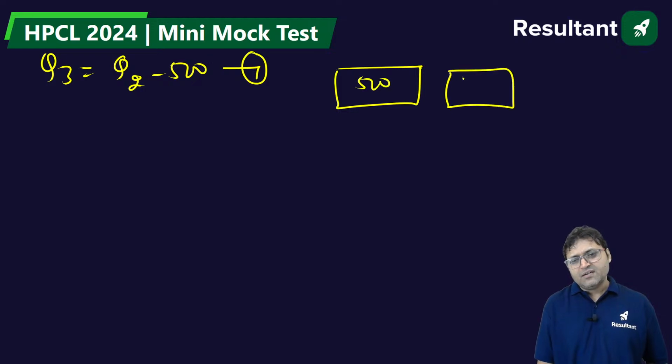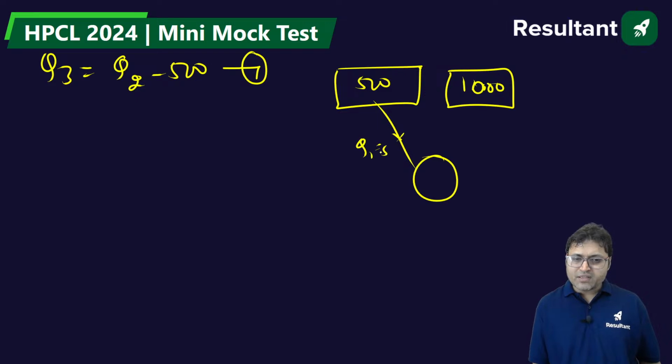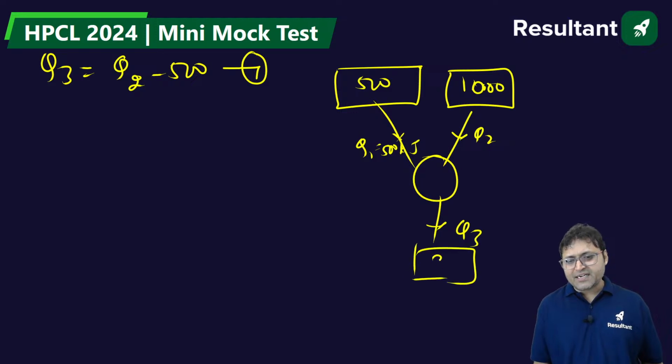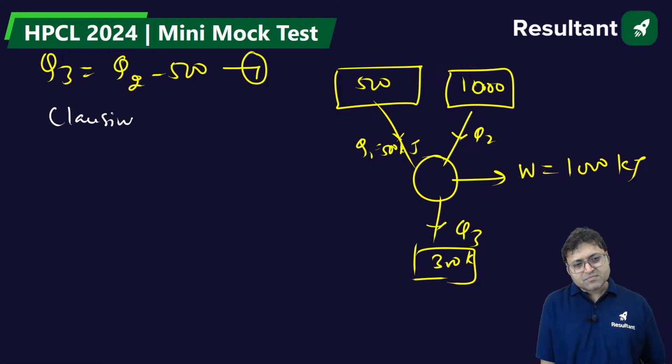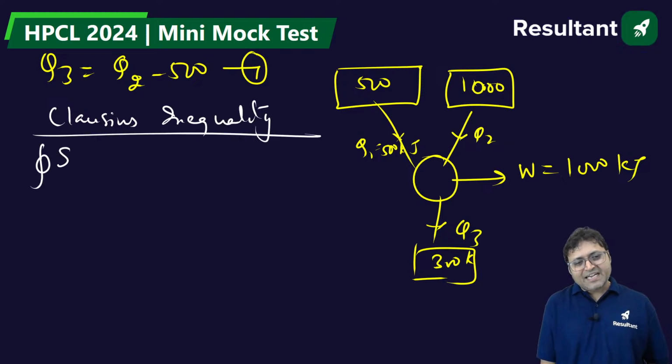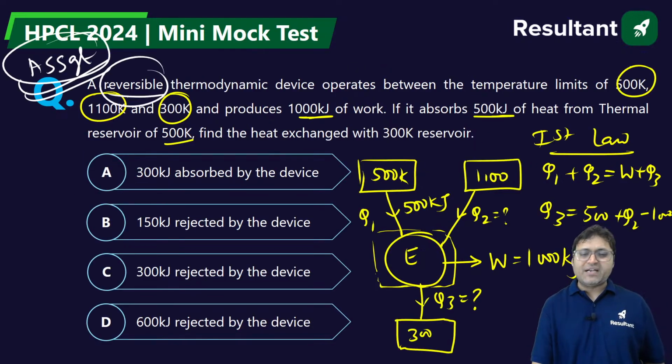This was 500, this was 1000 and this was the diagram. This was Q1, that is 500 kilojoule. This is Q2, unknown. This is Q3 and it is rejected at 300 Kelvin and the work produced is 1000 kilojoule. So now if we apply the Clausius inequality, cyclic integration of del Q by T is equal to 0 for a reversible cycle.